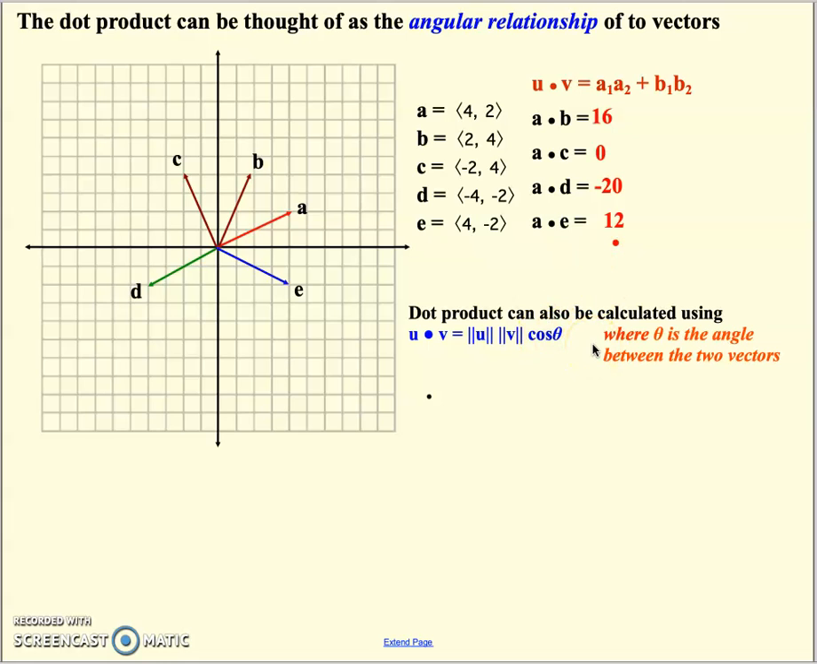Sometimes we think about it as how they're related by angle. One thing you'd notice is perpendicular: a dot product of 0 does tell you that the vectors are perpendicular. That also has another name, orthogonal. That's a way to determine if you have perpendicular vectors.